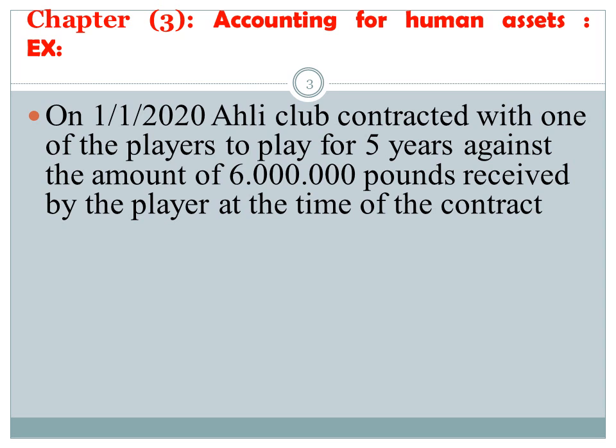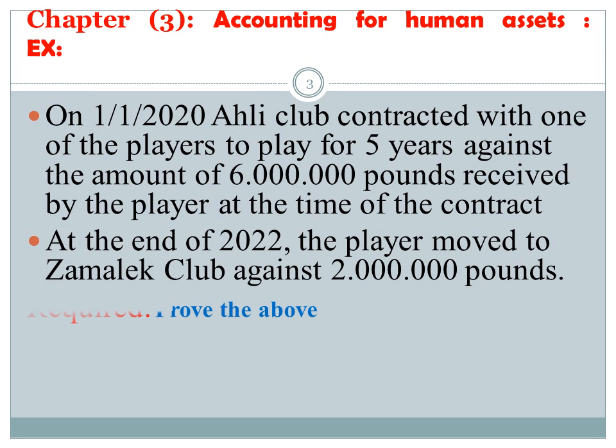On 1/1/2020, Al Ahly club contracted with one of the players to play for 5 years against an amount of £6 million received by the player at the time of the contract. At the end of 2022, the player moved to the Malik club against £2 million. Required: prove the above transactions.